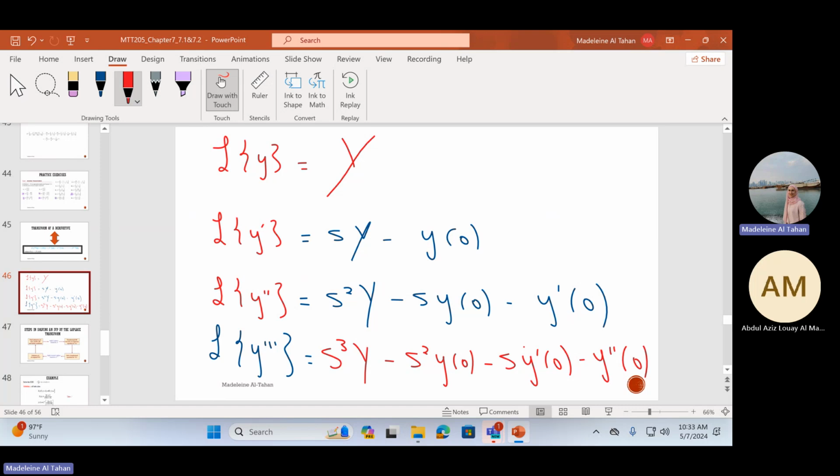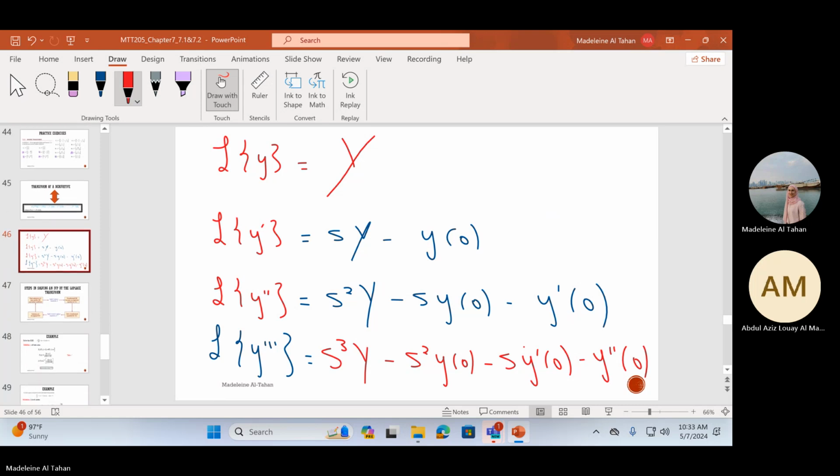And this is one way. And these small y's, we can find them from where? From the initial value problem that we have. Before we proceed, done writing from the board?